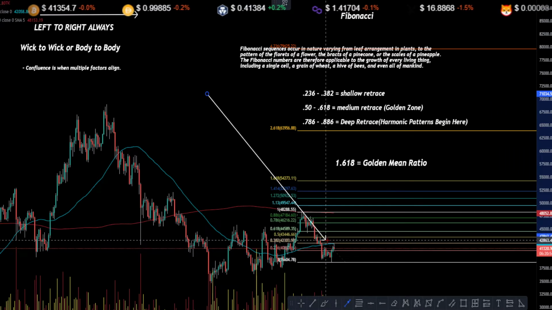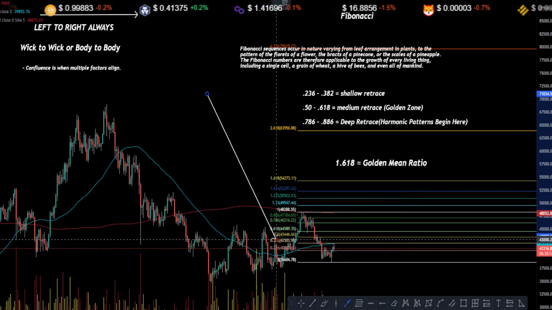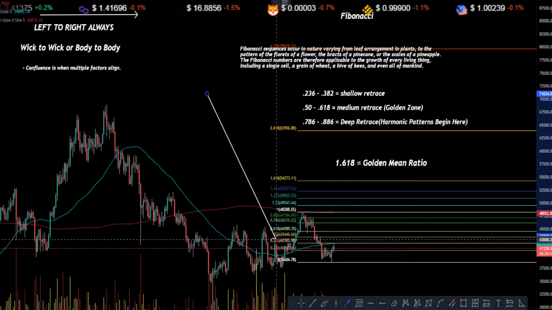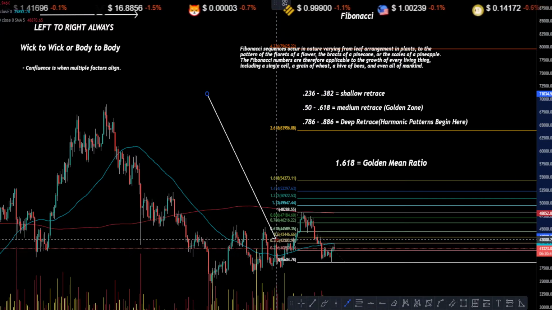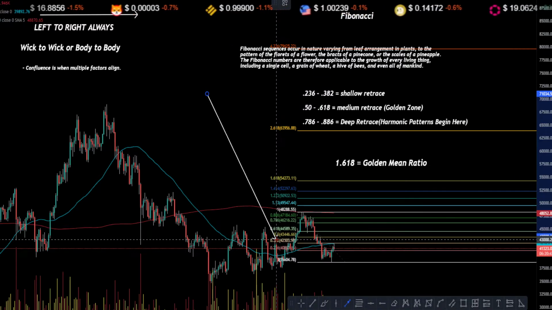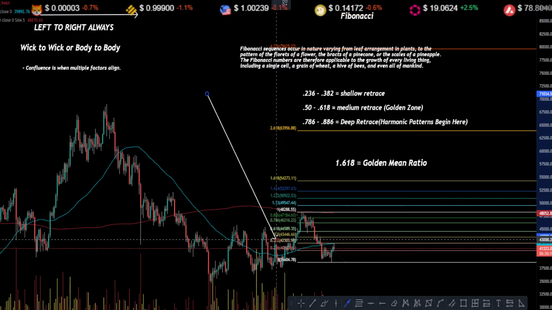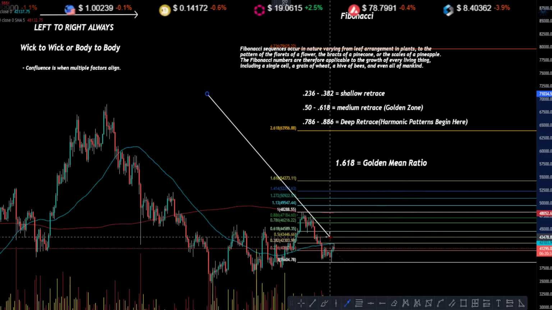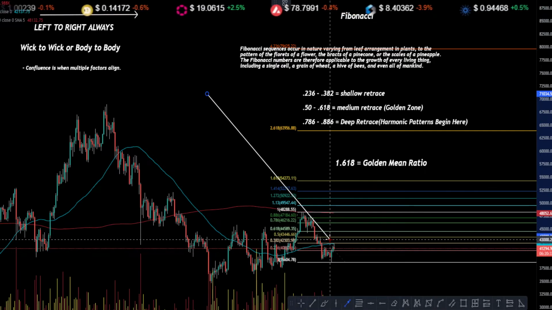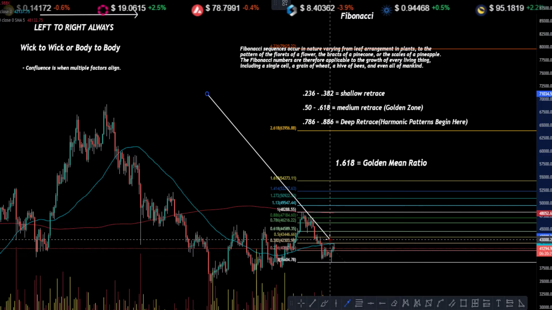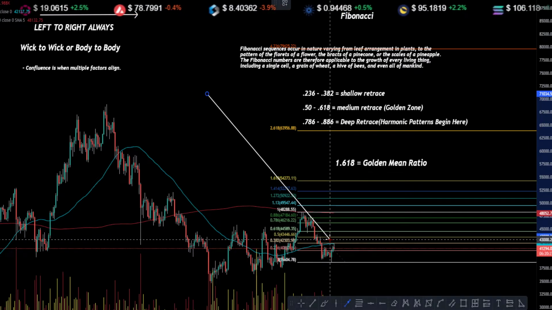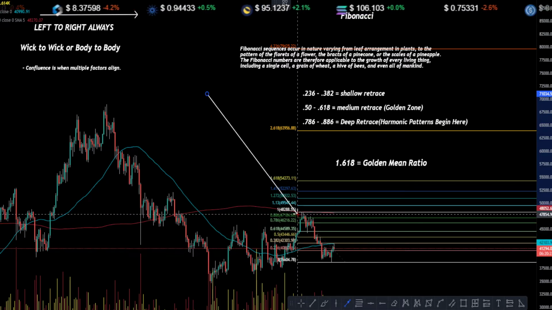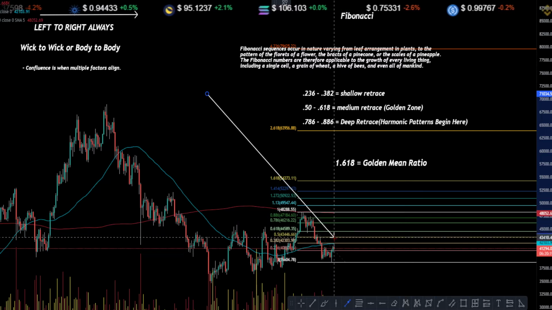So what you have here is the 0.382, which is a shallow retrace, which by itself doesn't really mean too much. And that's an important point with Fibonacci and with any other tool that you use. You don't really use them by themselves. You always want to use them in confluence with other indicators to strengthen your argument. Imagine you're going to court. Imagine you're a lawyer presenting your argument as to whether it's bullish or bearish. You want to have more than just one argument to try and sway the opinion.